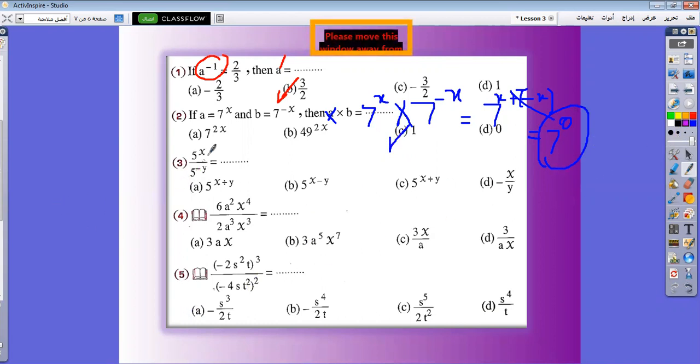Question number 3. 5 power x over 5 power negative 1. You have the same base, 5 and 5, okay. And we are dividing, so I will subtract the powers. So it will be 5 power x minus negative 1. Can you guess the answer? Yes, excellent. Negative multiplying by negative equals positive. So it will be 5 power x plus 1.